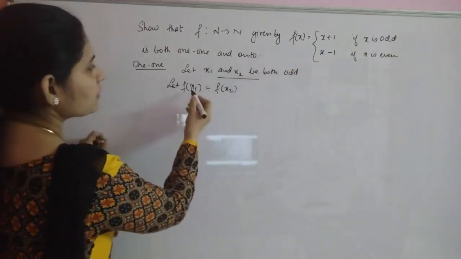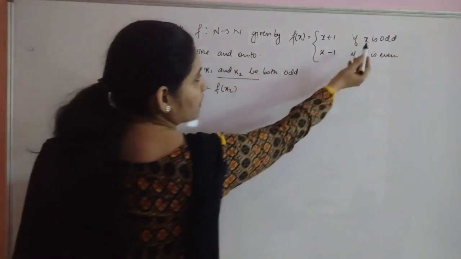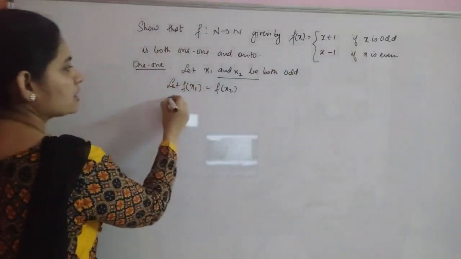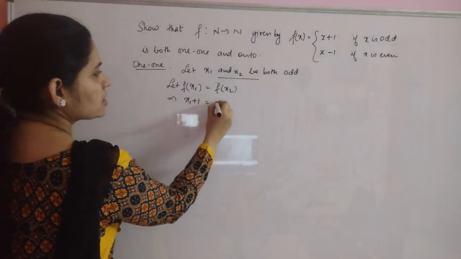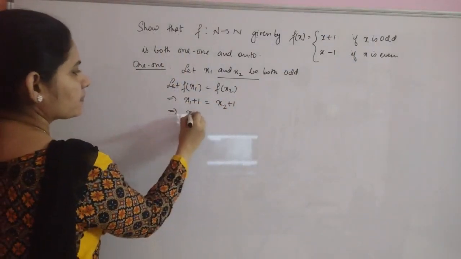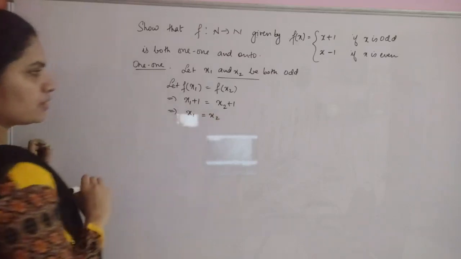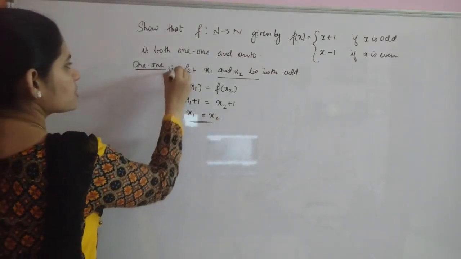So what is the definition of the function when x1 and x2 are both odd? When x is odd, you have x + 1. So f(x1) becomes x1 + 1, which is equal to f(x2), which becomes x2 + 1. So you are getting x1 equal to x2 in this case, right? This is your first case.